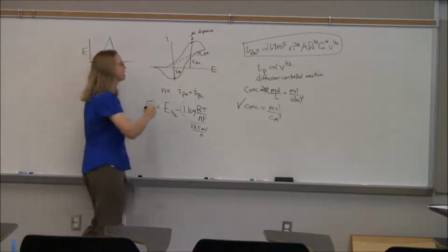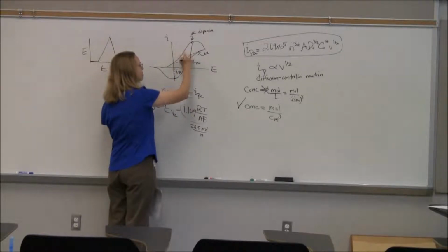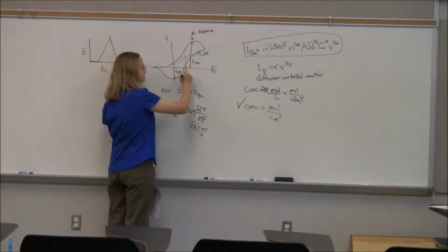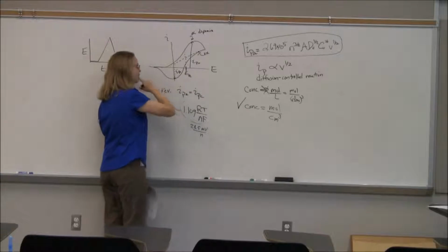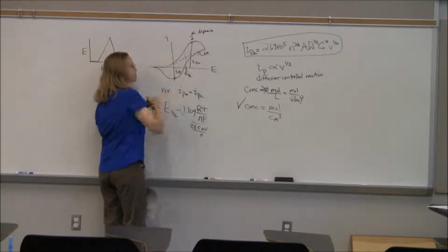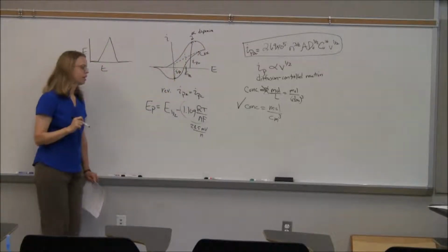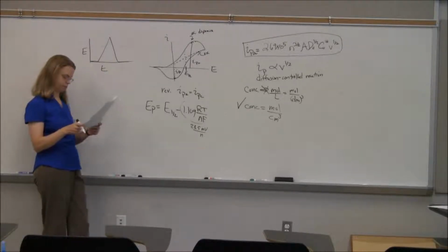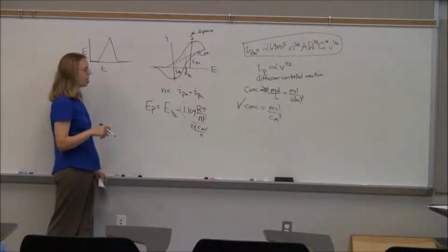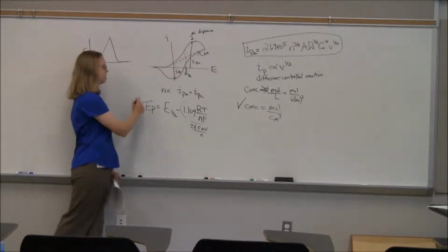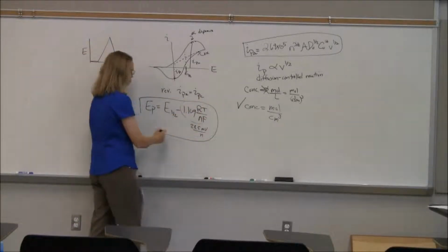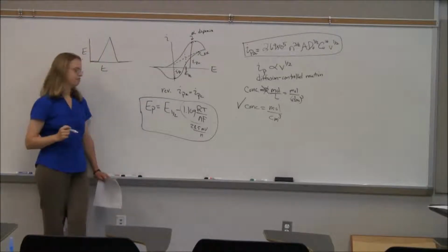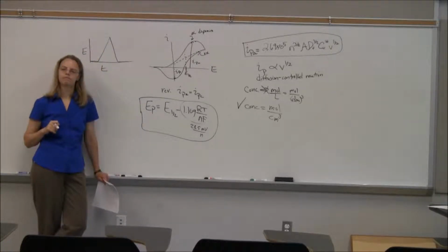So if I was to write E to the 1/2 on here, we're there, and then we're kind of up to E peak. And there's a slightly different one where people will do EP to 1/2. But let's look at this thing. So this is what theory tells you. E peak is equal to E to the 1/2 minus 1.109 times RT over NF. So how does that vary with scan rate?